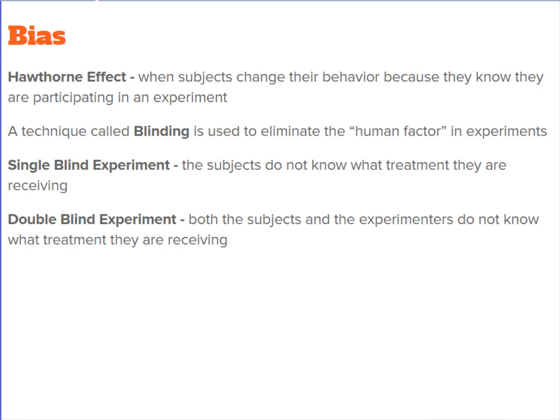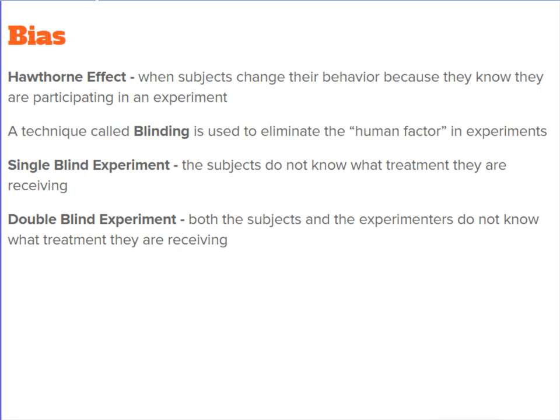Alright, I want you to think about something. This is called the Hawthorne effect: when subjects change their behavior because they know they're participating in an experiment. So when people know they're part of an experiment, they might act a little differently. If you were part of a weight loss experiment, you might really pay attention to what you eat. Whereas if you were just going about your normal life, you probably would have that extra piece of candy or whatever. Alright, so to try and eliminate that human factor, that Hawthorne effect, we use something called blinding.